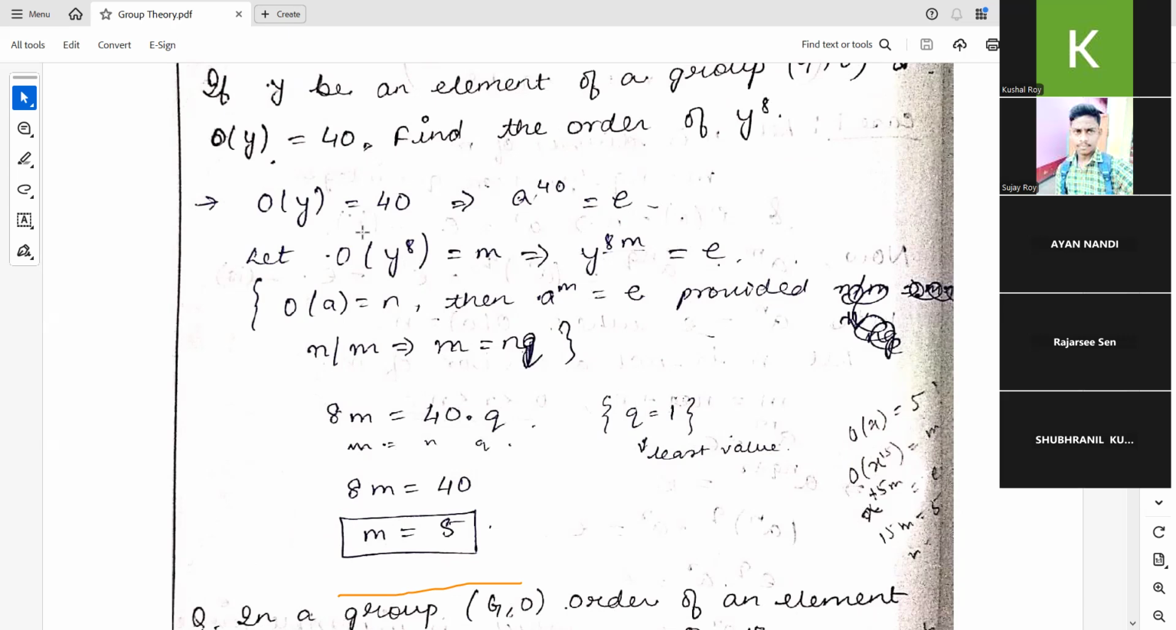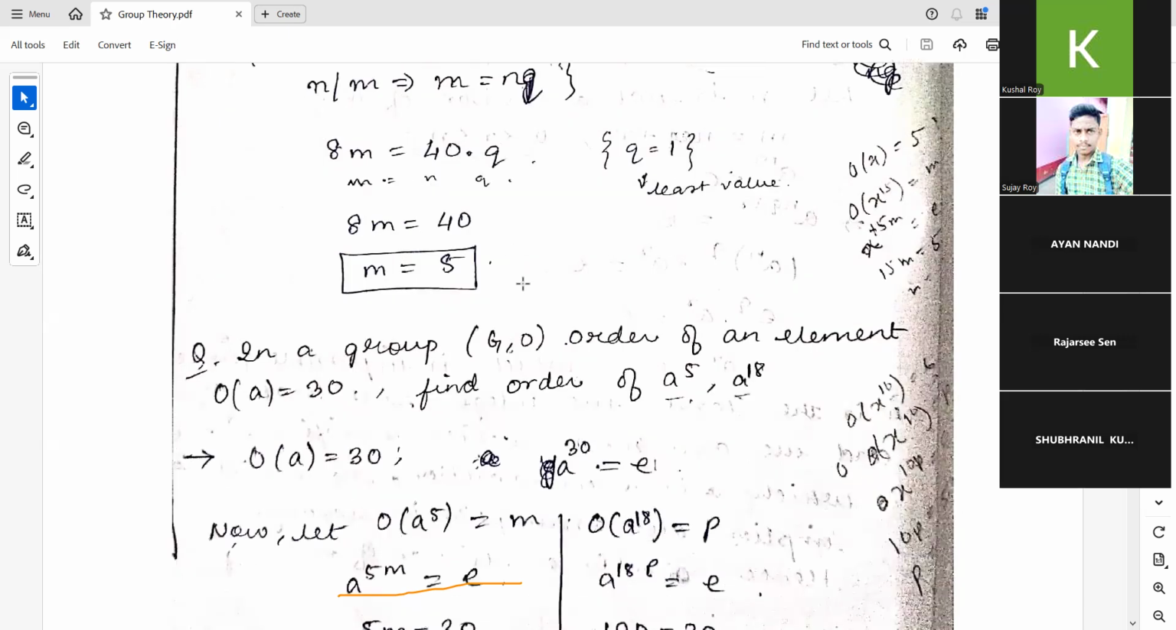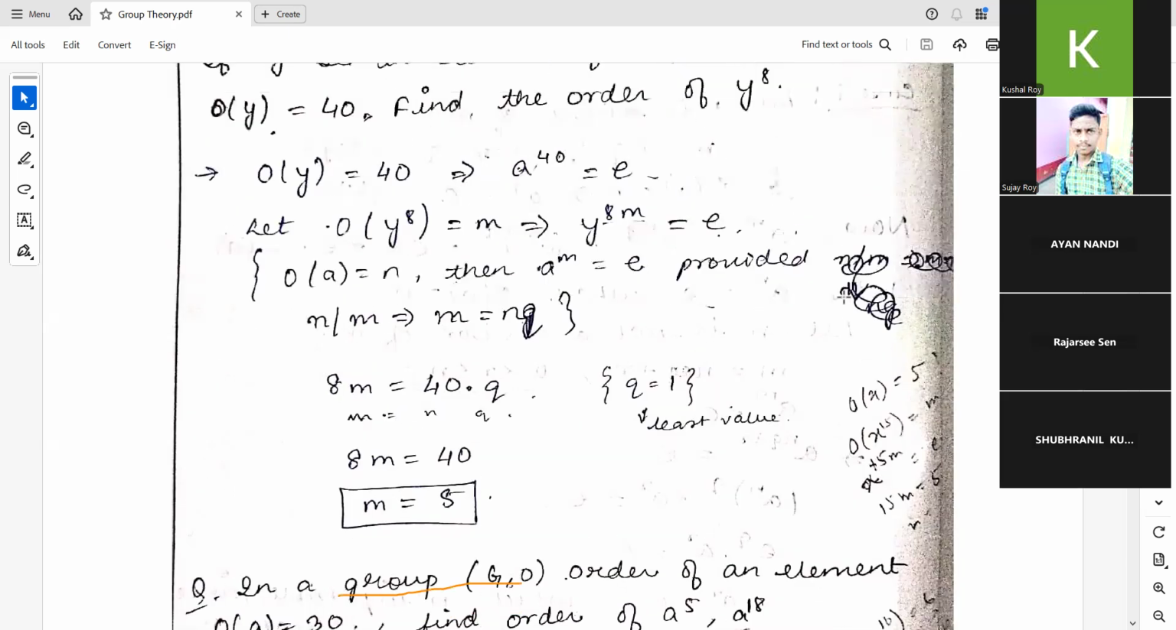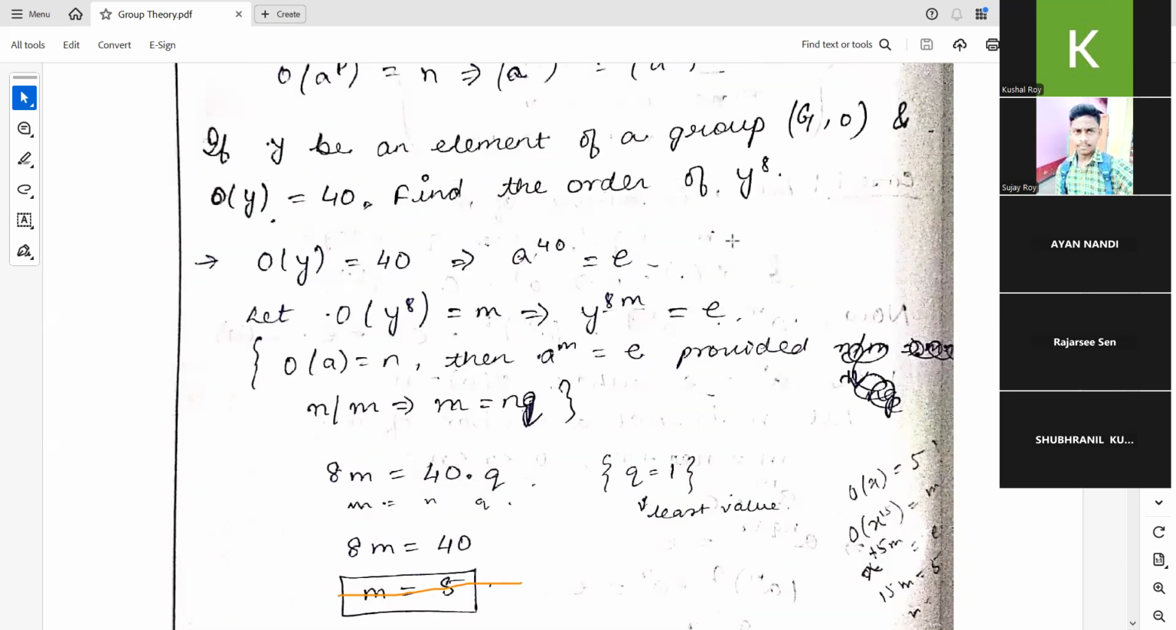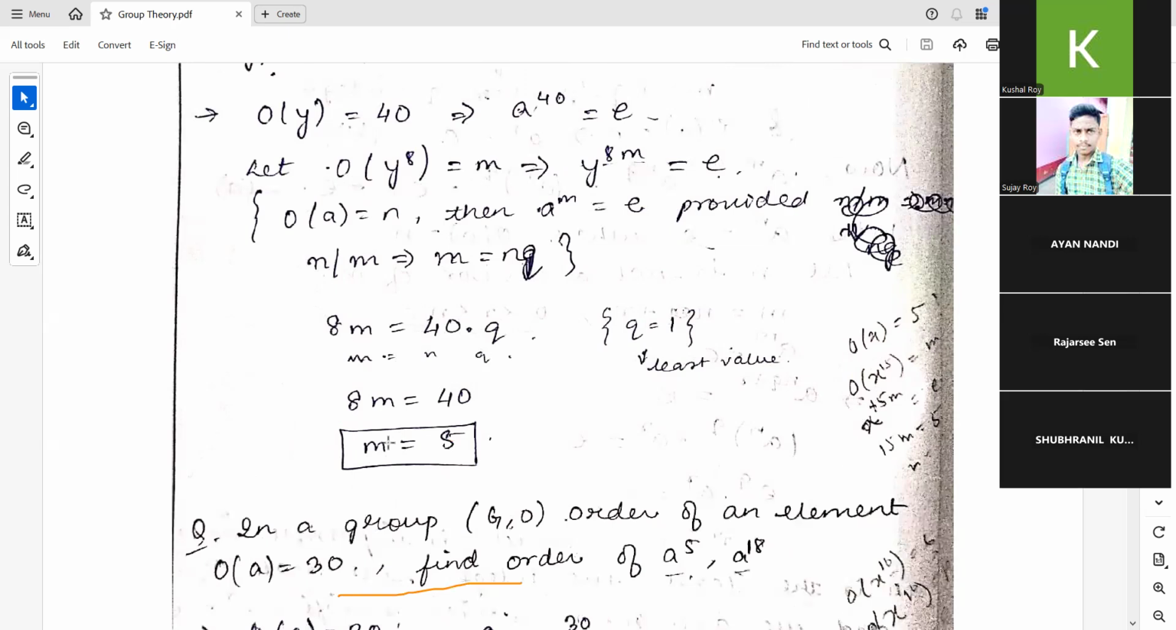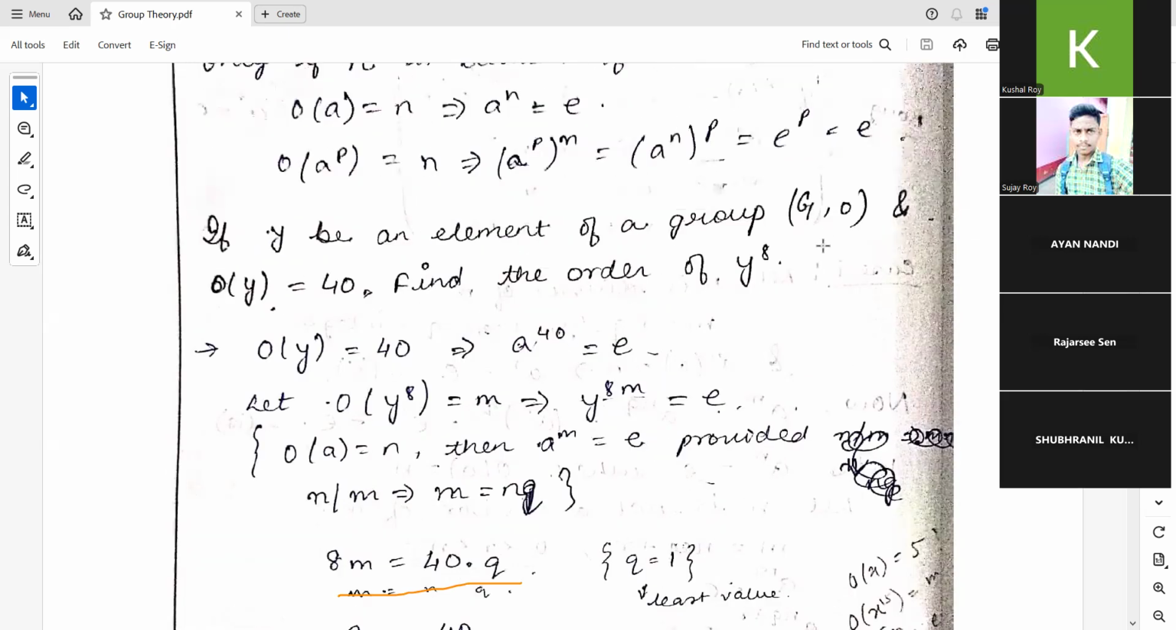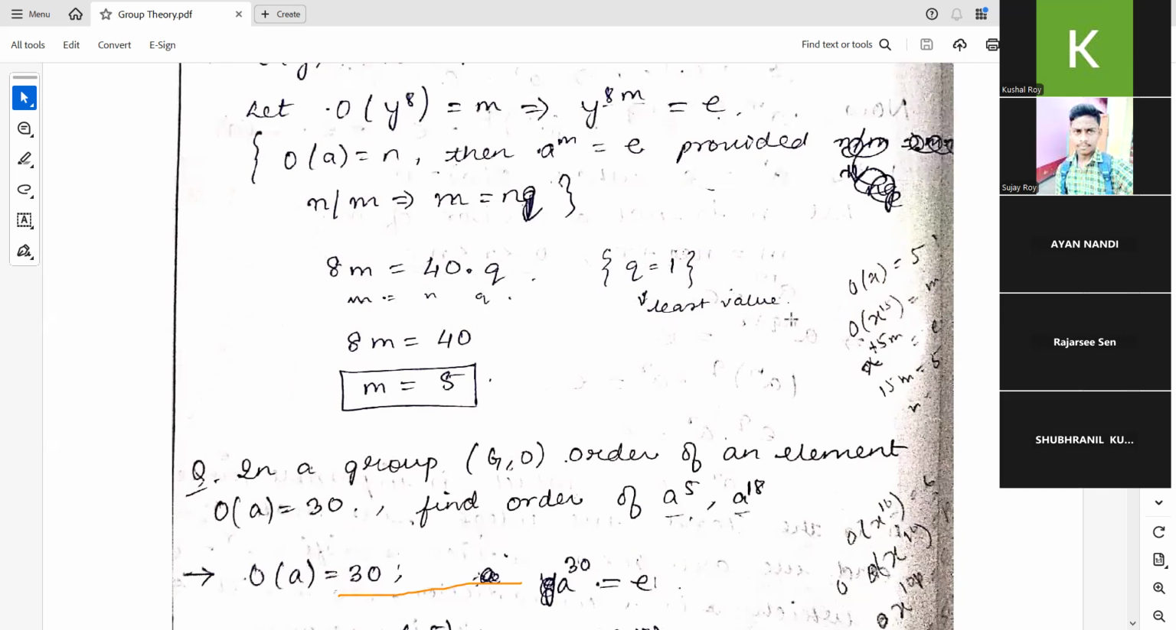Okay, in that case, 8m is 40, that means m is what? 5. So it is very much clear that the order of y is 40 means the order of y to the power 8 is just 5. 5 is the order of y to the power 8. Okay, it is a very simple example.